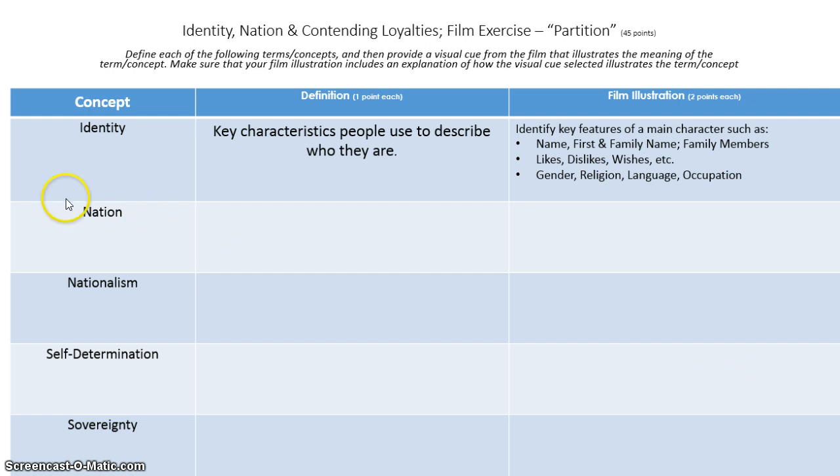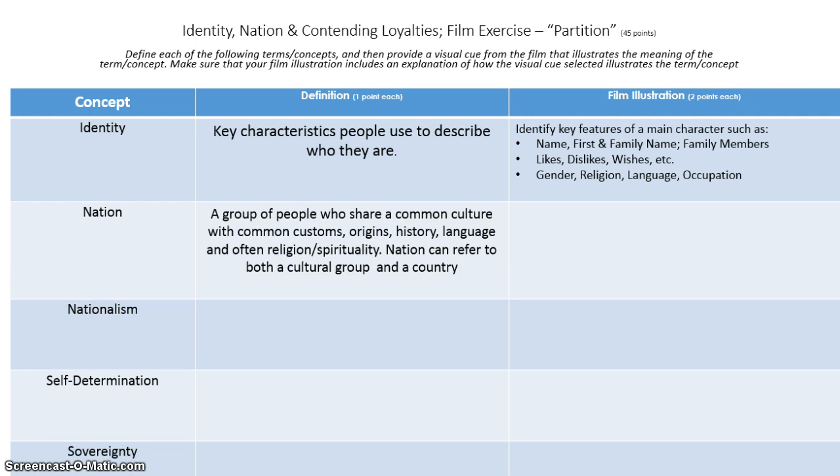So let's focus on the term and or concept of nation. This is an important concept, and it's one you will see throughout the subject matter of the course. So what is its definition? Well, if you were looking to the glossary of the first related issue or the glossary at the back of your textbook, you would find basically that nation refers to a group of people who share a common culture with common customs, origins, history, language, and perhaps religion or spirituality. A nation can refer to both a cultural group and a country.